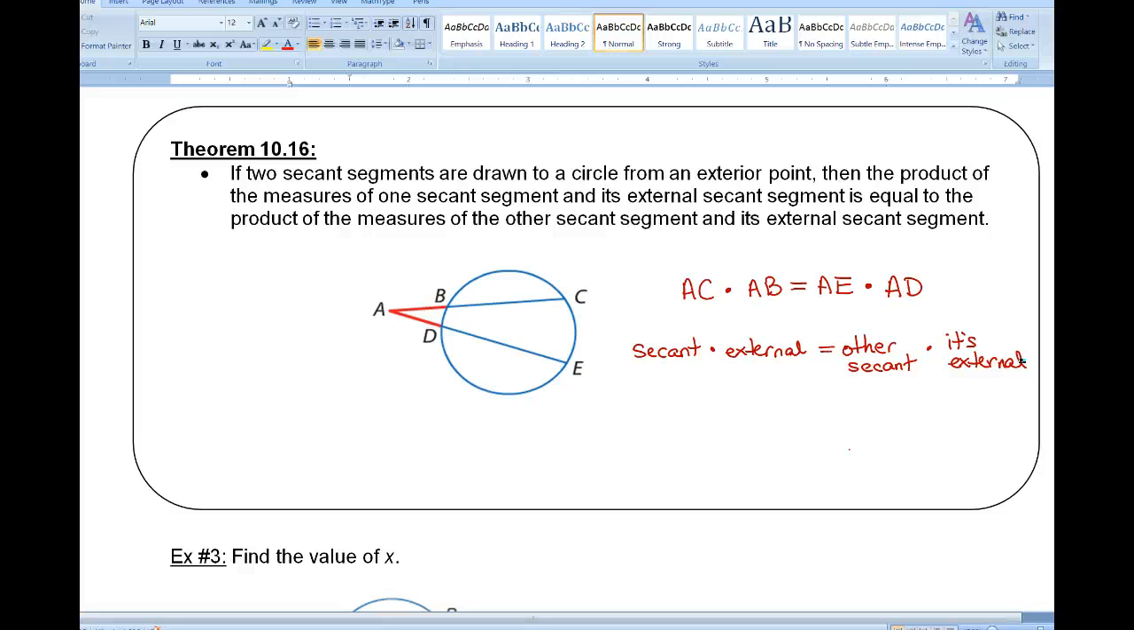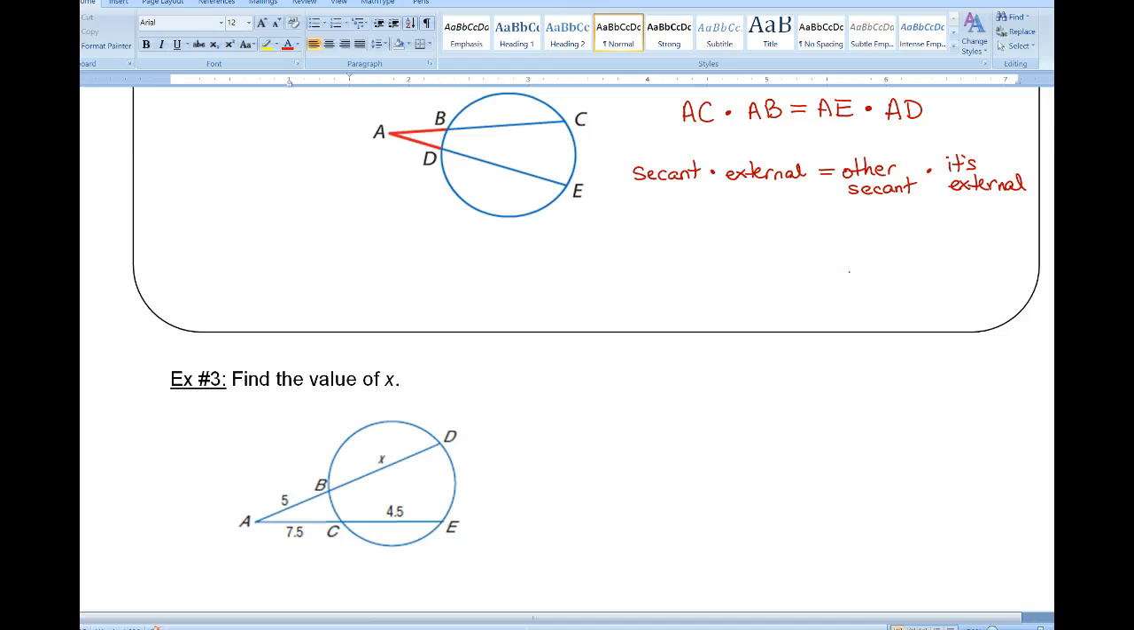Okay, so we're going to take a secant times its external, and then take the other secant times its external. Does that make sense? Basically, the whole thing times the part outside equals the other whole thing times its part outside. So you want to be careful. When you look at that entire segment AD, you have to add the segments together, right? So it's x plus 5 or 5 plus x.